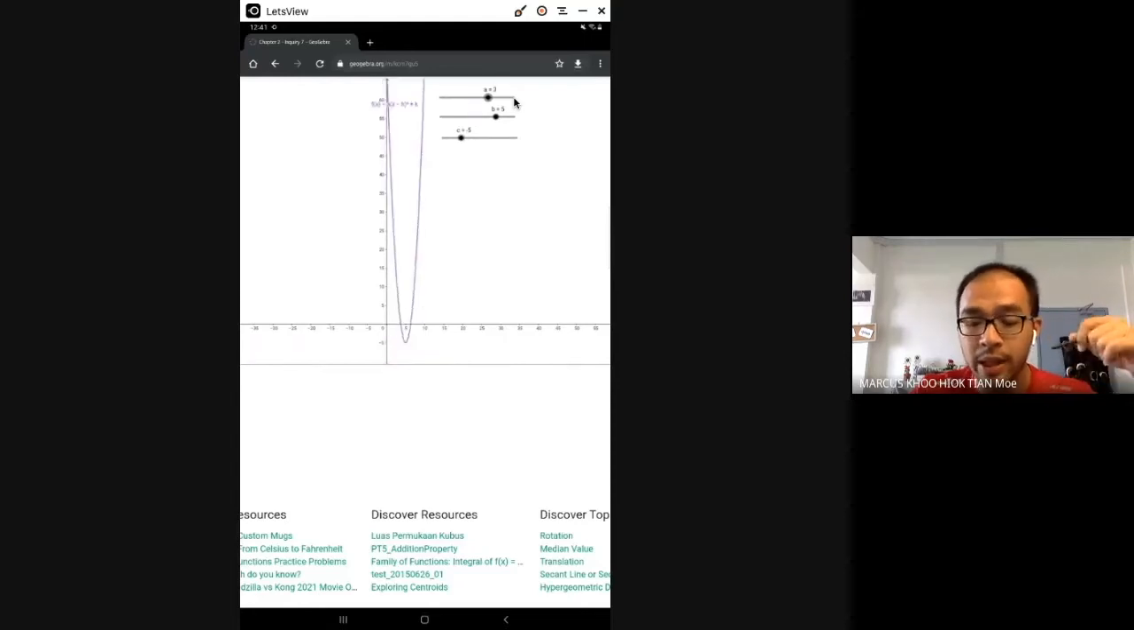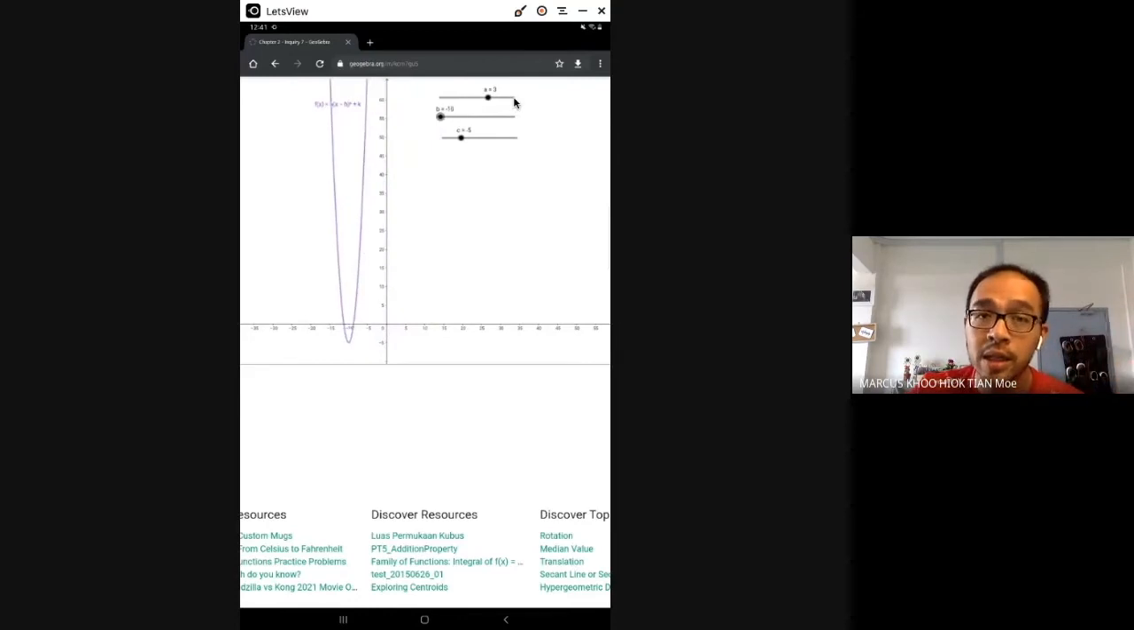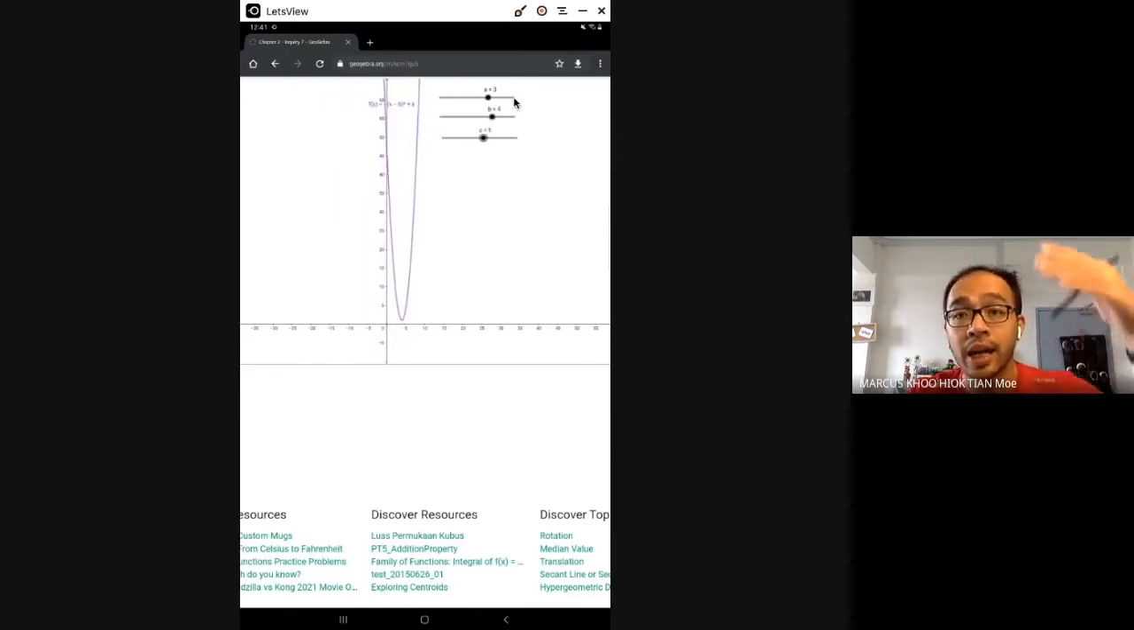Sama juga kalau dia adalah U shape. Kalau saya letak B makin besar, dia akan ke kanan. H makin besar, dia akan ke kanan. H makin kecil, dia akan ke kiri. Manakala kalau K saya makin besar, dia akan naik. Graph itu akan naik. The minimum point will go higher. And if my K is smaller, dia punya graph akan turun. Dia akan turun ke bawah.